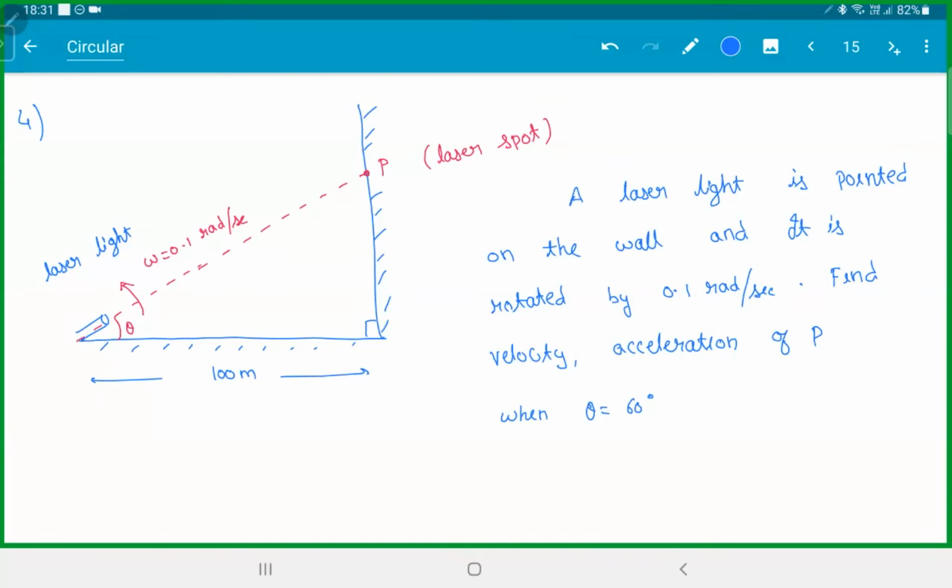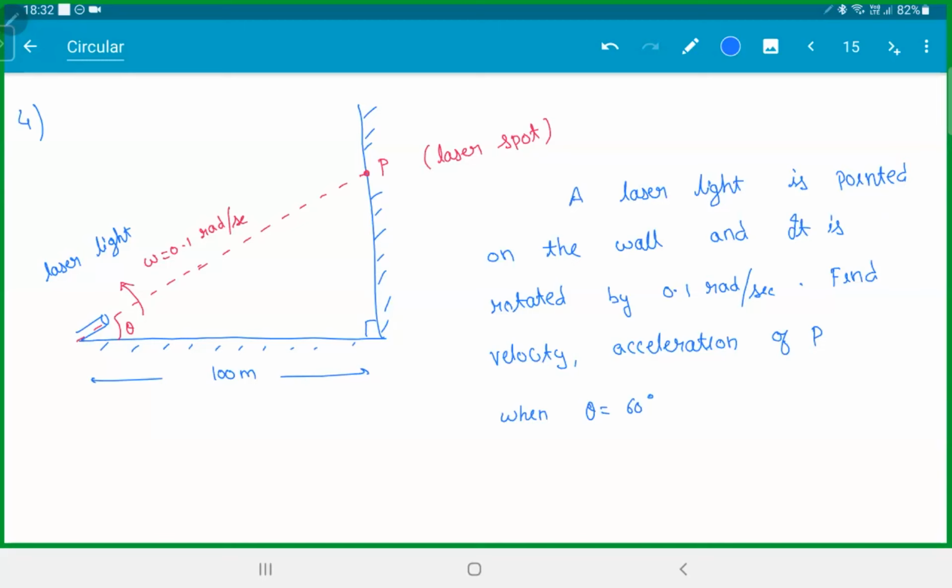Velocity 20 meter per second, 40. I think it is 40, looks right. Acceleration 1.5. Okay, let's see. Acceleration 1 by 40.